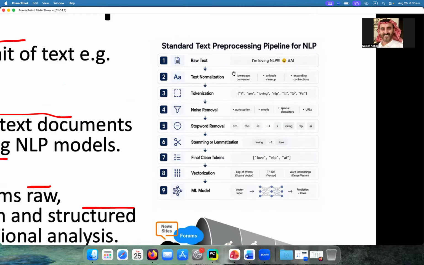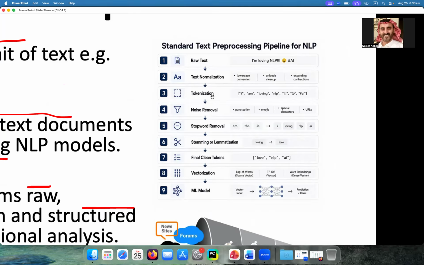Here, text normalization. If this is the text, what can be the possible steps in text normalization? One step is you convert all the text into lowercase. Then Unicode cleanup. If there are Unicode characters used in your text, and you are handling English data only, then you will have to remove the Unicode characters from your data, because for English characters you are dealing with the ASCII format. And then expanding contractions. If there are short abbreviations, then you have to expand them in full. For example, here you have NLP, then you have to convert it into natural language processing.